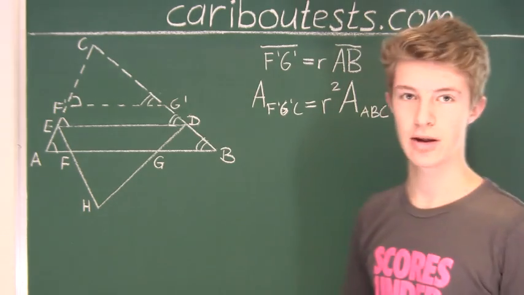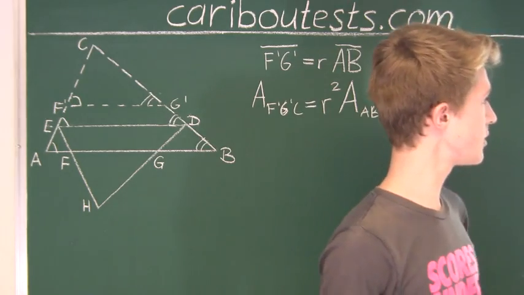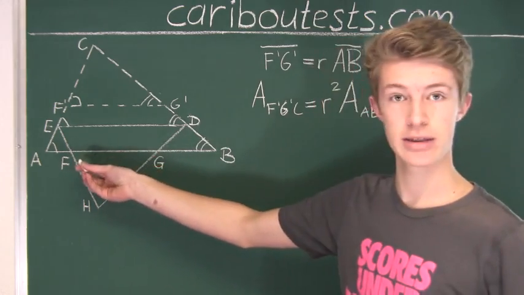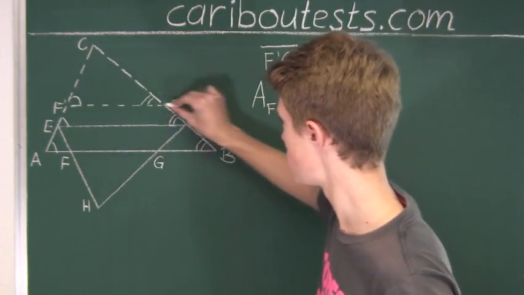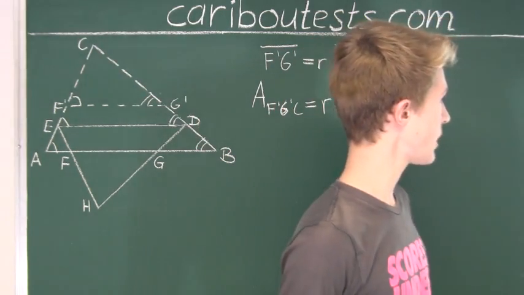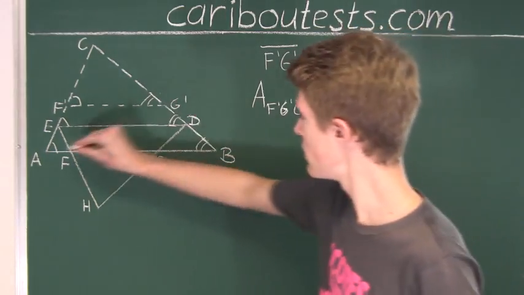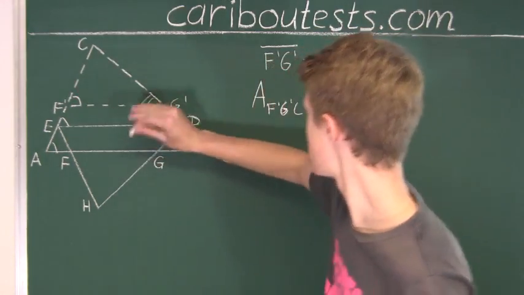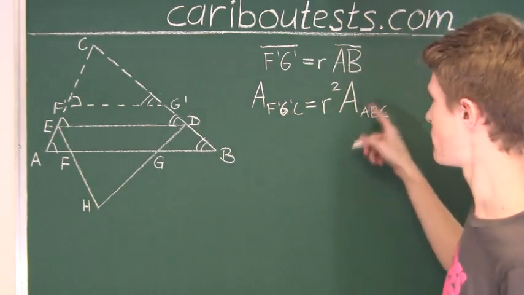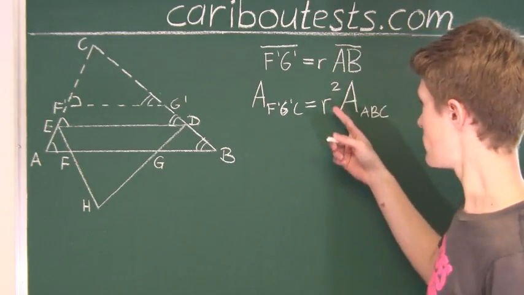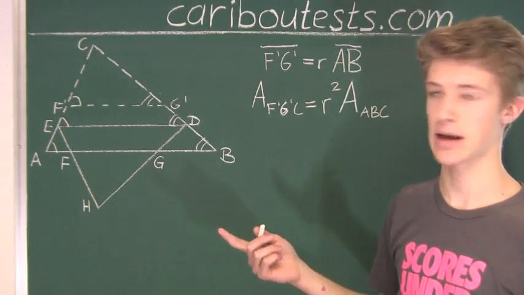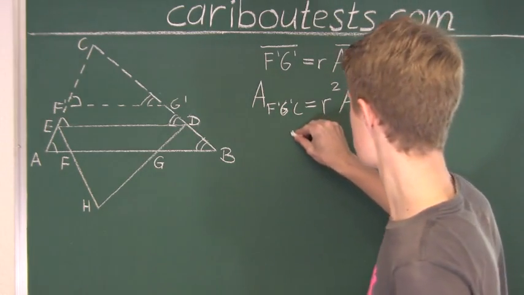Now from the question, the area of triangle FHG, which is this triangle here, is the same as this triangle, F prime G prime C. So this area is 25% of the area of the whole triangle ABC. So we know that R squared must be 1/4 because this is 1/4 of this. And since R squared is 1/4, the square root of 1/4 is a half, because a half times a half is a quarter. So R is equal to a half.